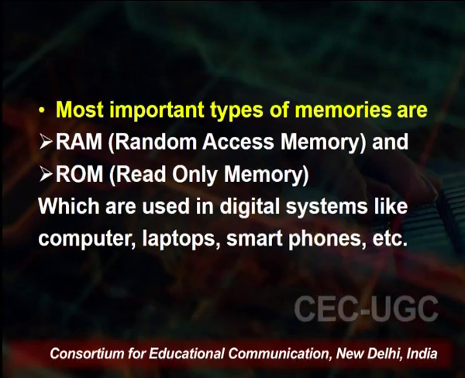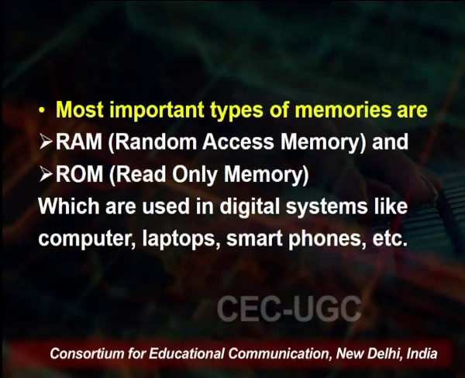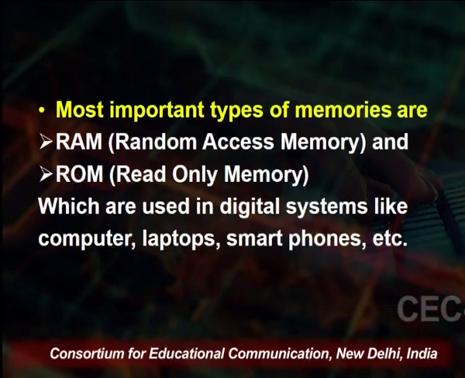Now we talk about the two main important memory devices. One is the RAM and the second is the ROM, which are most commonly used in digital systems like computers, laptops, smartphones and other devices. RAM, random access memory, ROM, read only memory. We will discuss what random access memory is, how many types of random access memory we have, and similarly we will discuss ROM and how many types of ROM we have. We can reach into the memory at random and extremely fast, but it can also be quite expensive.